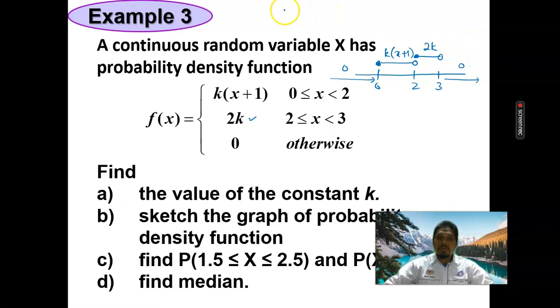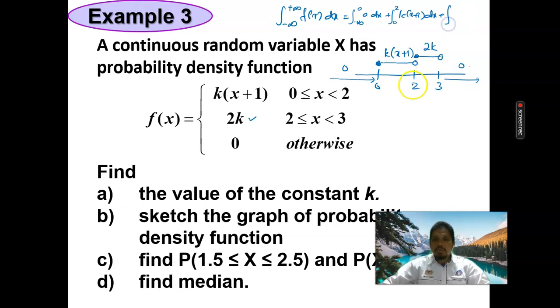So the overall integral from negative infinity to positive infinity of the function f(x) dx means that from negative infinity until 0, 0 dx, plus from 0 up to 2, kx plus 1 dx, plus from 2 to 3, 2k dx, plus the integral from 3 to positive infinity.